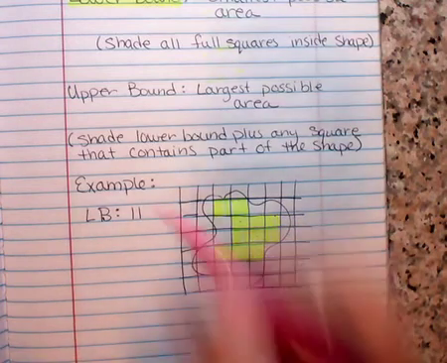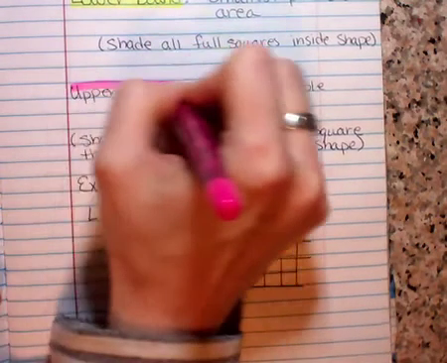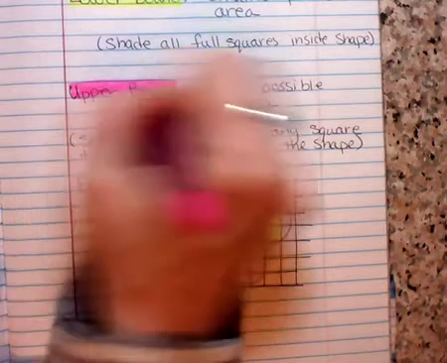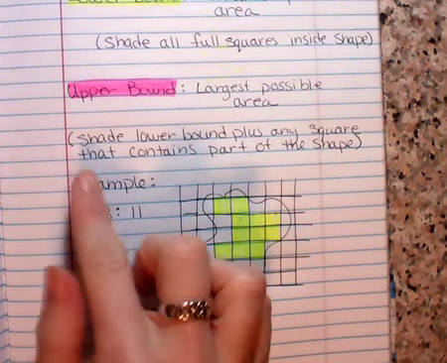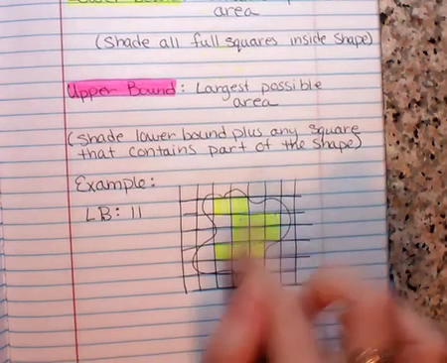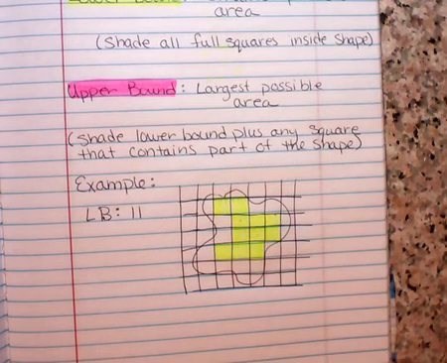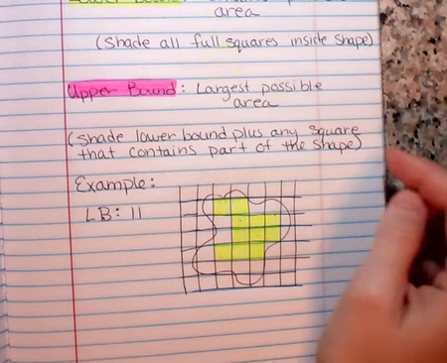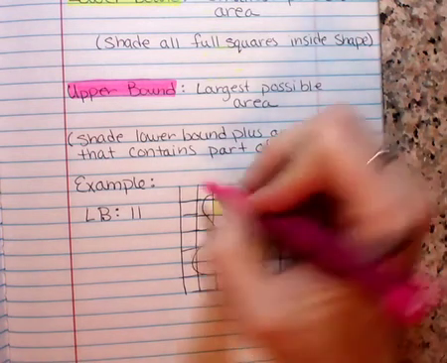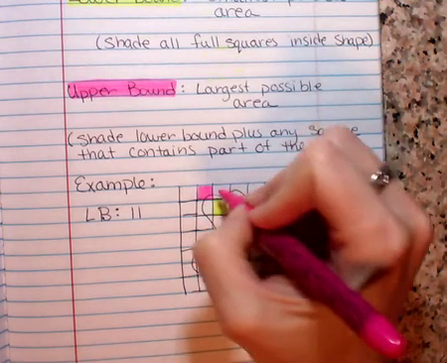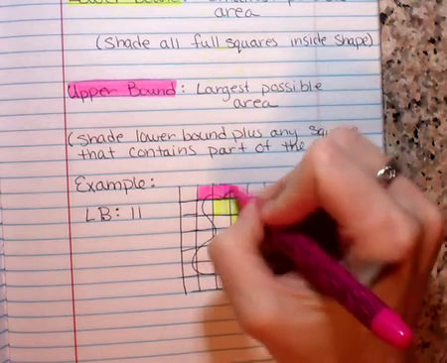And to find the upper bound, we will be finding the largest possible area, and we will count the lower bound, all shaded boxes for the lower bound, plus any square that contains part of the shape. So now we're going to go back, and any square that touches our shape, we're going to go ahead and shade that full square as well.